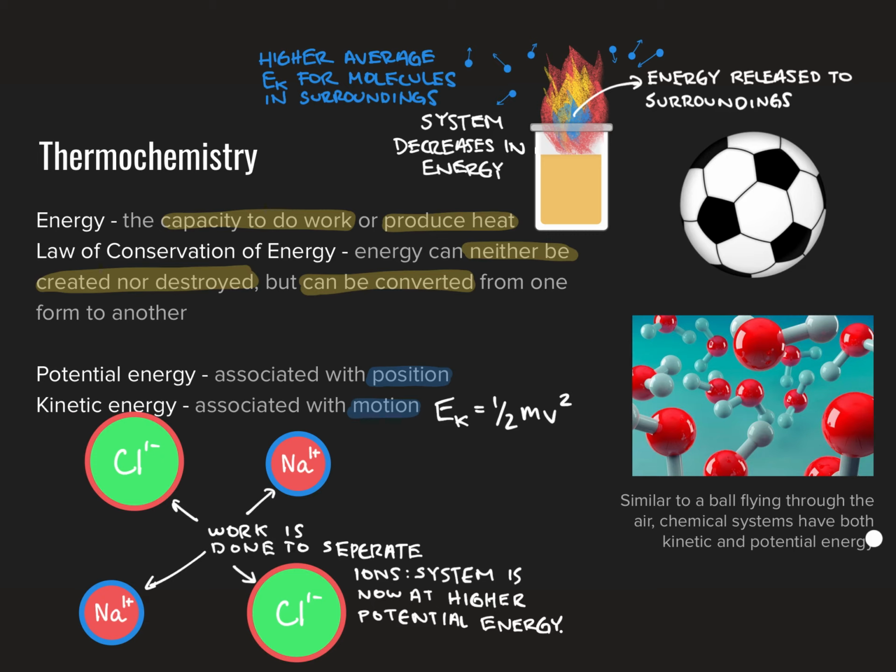So again, chemical systems have both potential and kinetic energy, and we can transform between those different forms as chemical reactions occur.